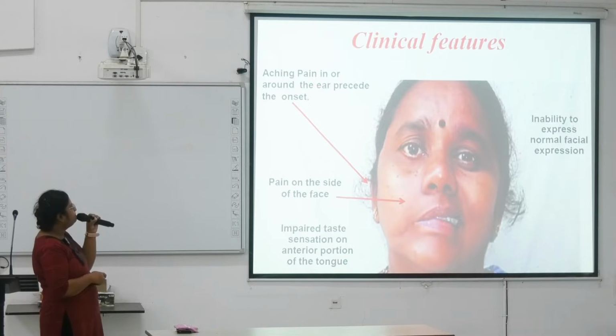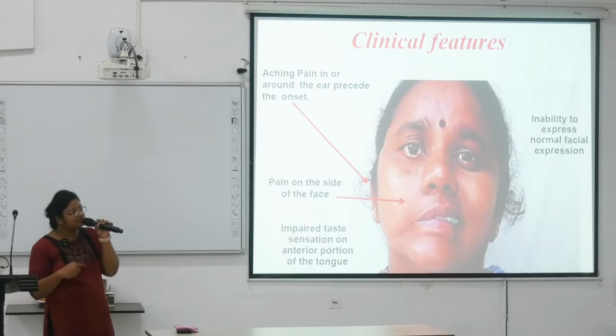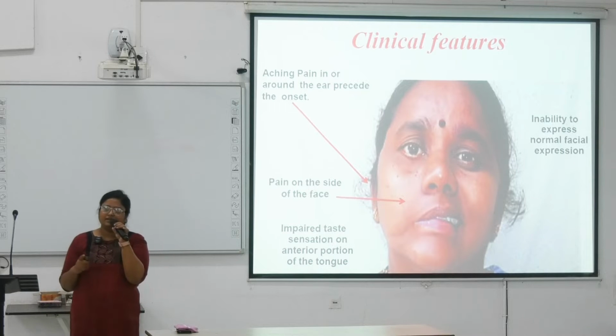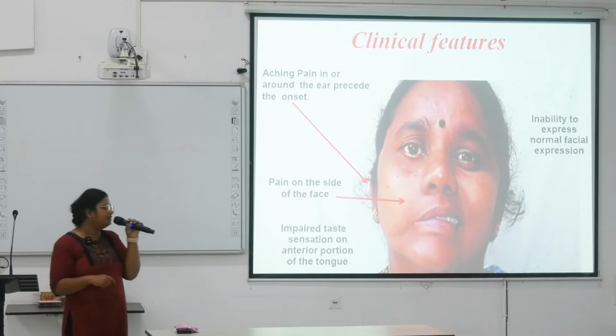There may be aching pain in or around the ear that precedes the onset. Near the ear there will be pain. Inability to express normal facial expressions, pain on the side of the face, and impaired taste sensation on the anterior portion of the tongue. Taste sensation on the anterior portion of the tongue is carried by the chorda tympani nerve. The chorda tympani nerve is a branch of the facial nerve. That is also involved.